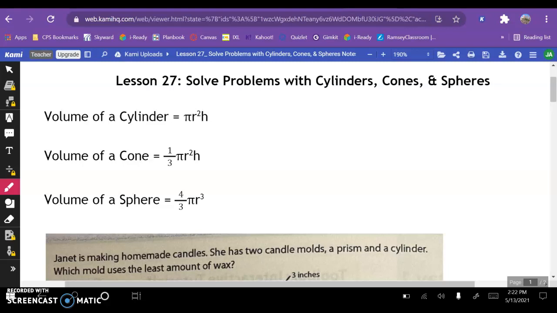All right, for lesson 27, we are still talking about cylinders, cones, and spheres, but we're going to solve problems that involve these, and some problems might have a couple of them mixed together. So we have a review here of the formulas of each one that we've talked about. If you don't have those memorized yet, I suggest writing those down.